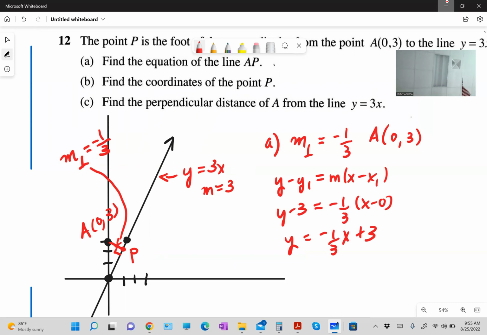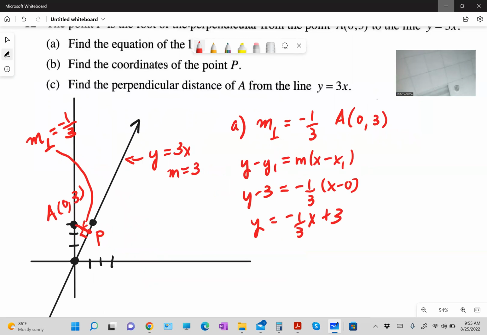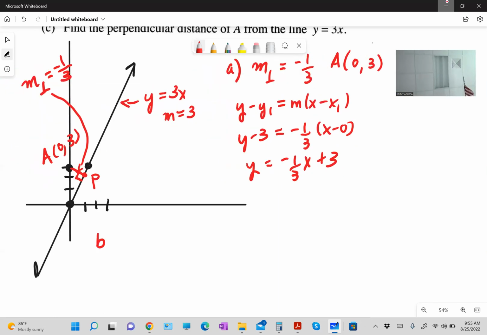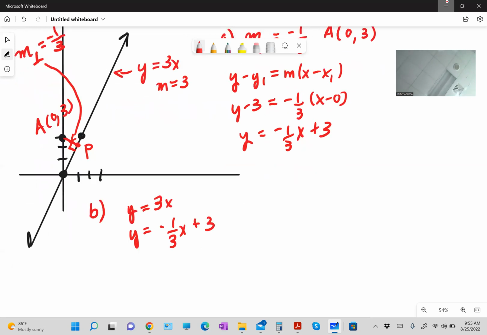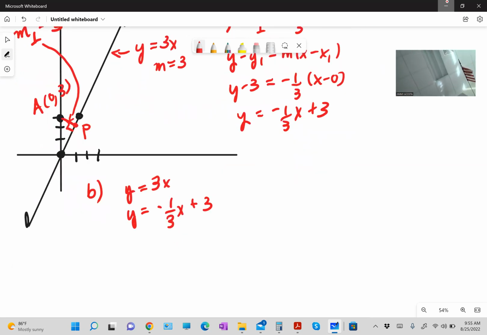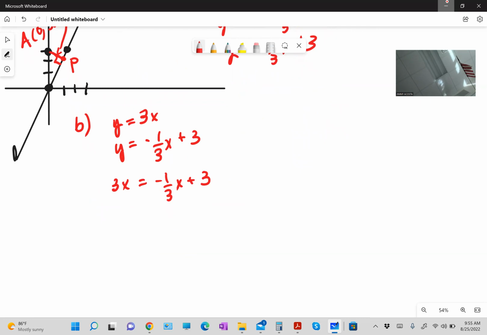Now it says find the coordinates of point P. Well, guess what? We have y equals 3x, and we also have y equals negative 1/3 x plus 3, and P is their common intersection. Should I just solve them simultaneously by using substitution? What does y equal? 3x. So 3x equals negative 1/3 x plus 3. I'm going to multiply everything by 3. 9x equals negative x plus 9.